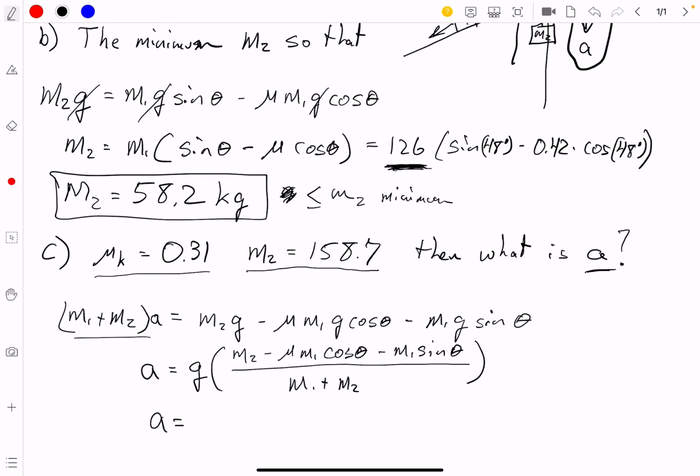Let me check my notes, make sure I've done this thing for you guys correctly. Mu, M1, M2, and they're giving us mu, and it's a mu kinetic, so I'm going to put a little k there, and that all seems right. So we're going to, again, plug and chug.